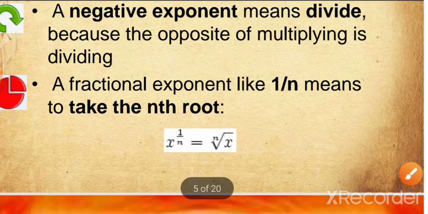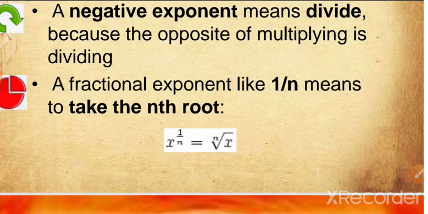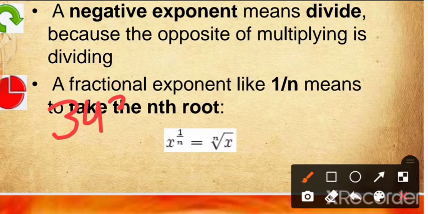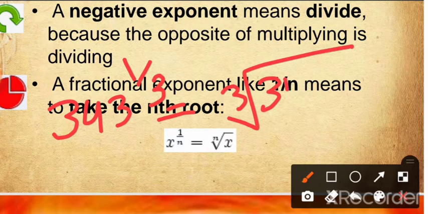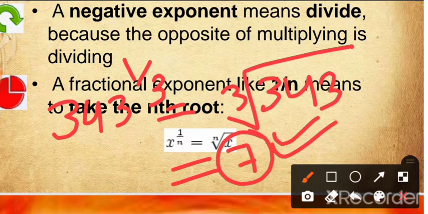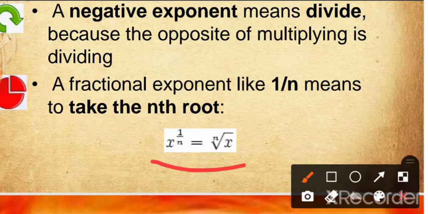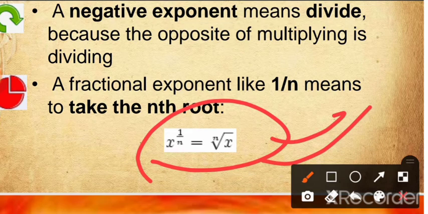Another one, the number given is 343. 343 power 1 by 3. So we calculate the cube root of 343, which is 7. So you can write the answer directly as 7. It's the third idea for using the power and exponent laws, and it's an important idea. A fractional exponent like 1 upon n means to take the nth root of the number.